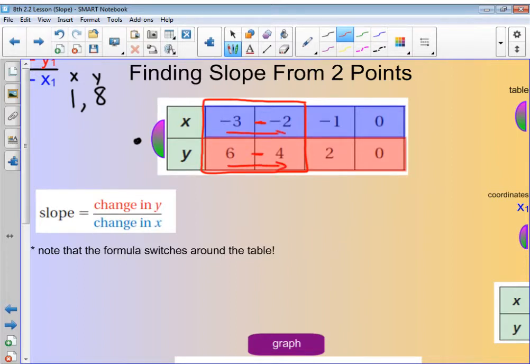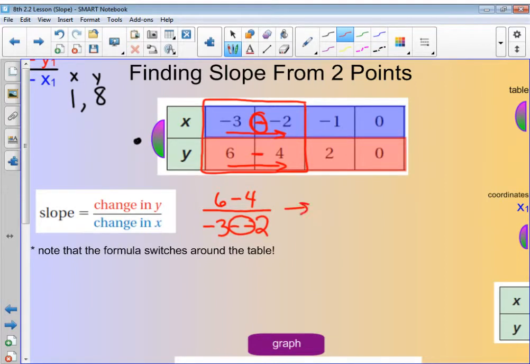My y's have to go on the top. That's my rise. So 6 minus 4 over negative 3. A lot of people forget this because that 2 has a negative, they tend to forget to write the minus a negative 2. So you have to remember to put that minus in there, even though there's a negative in front of that 2, because it ends up changing the 2.